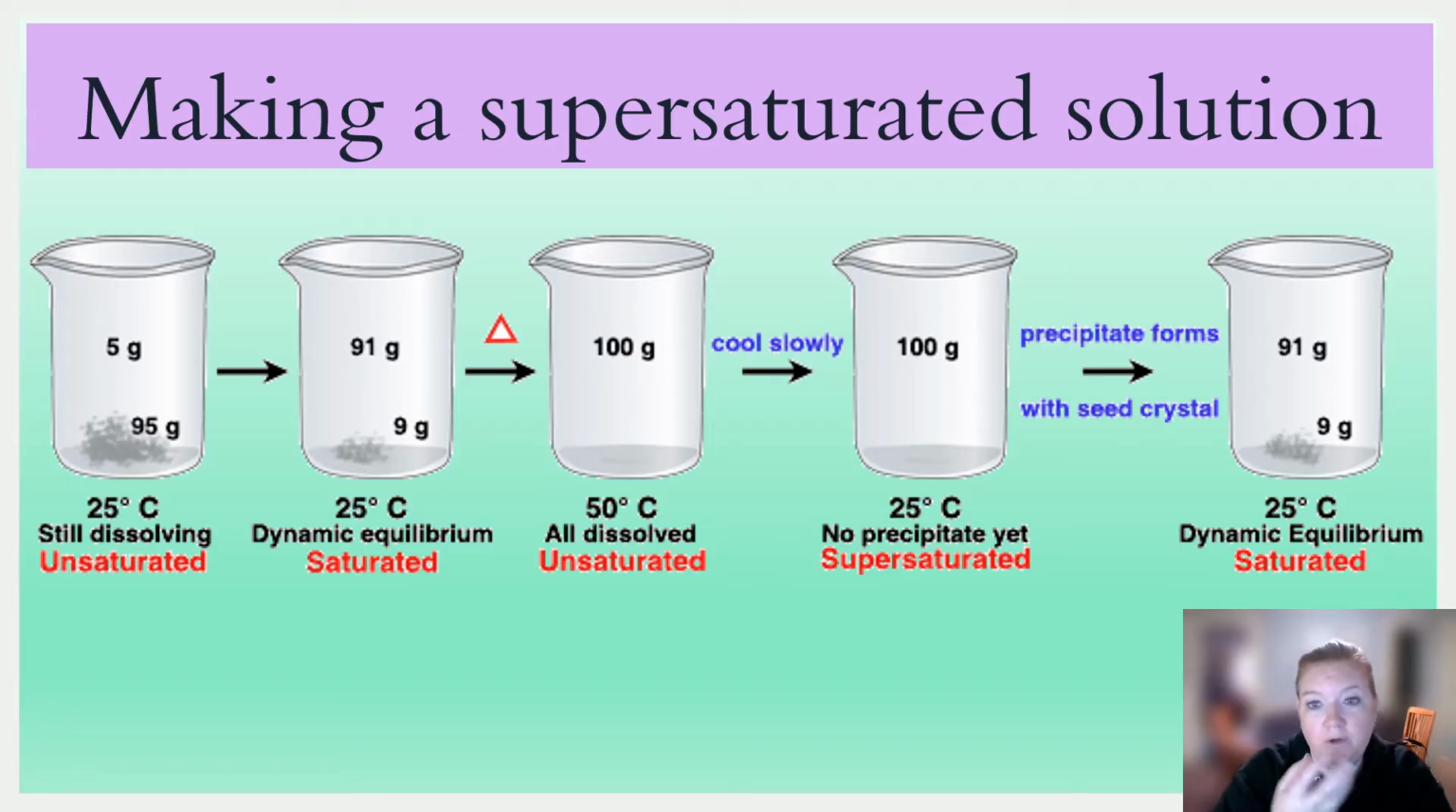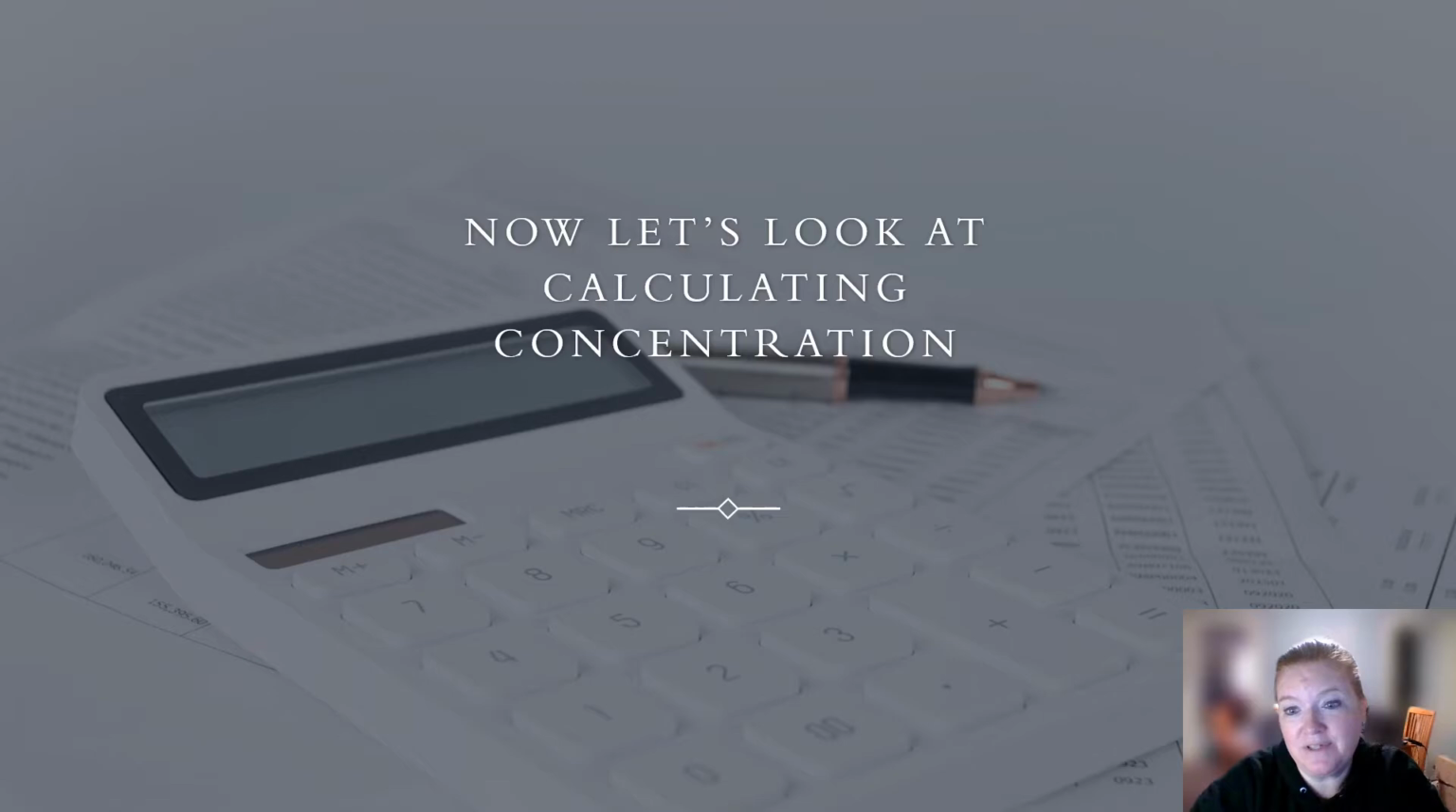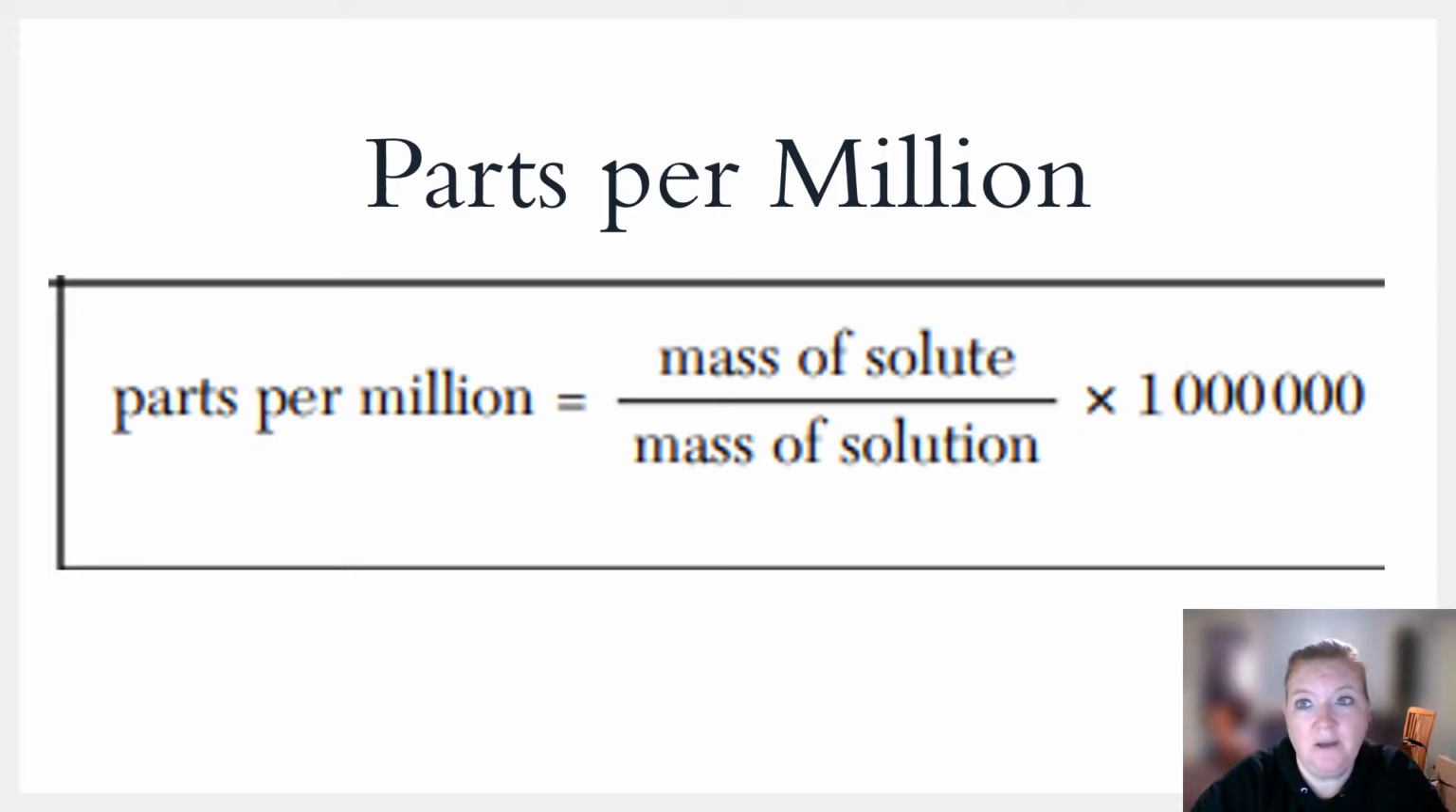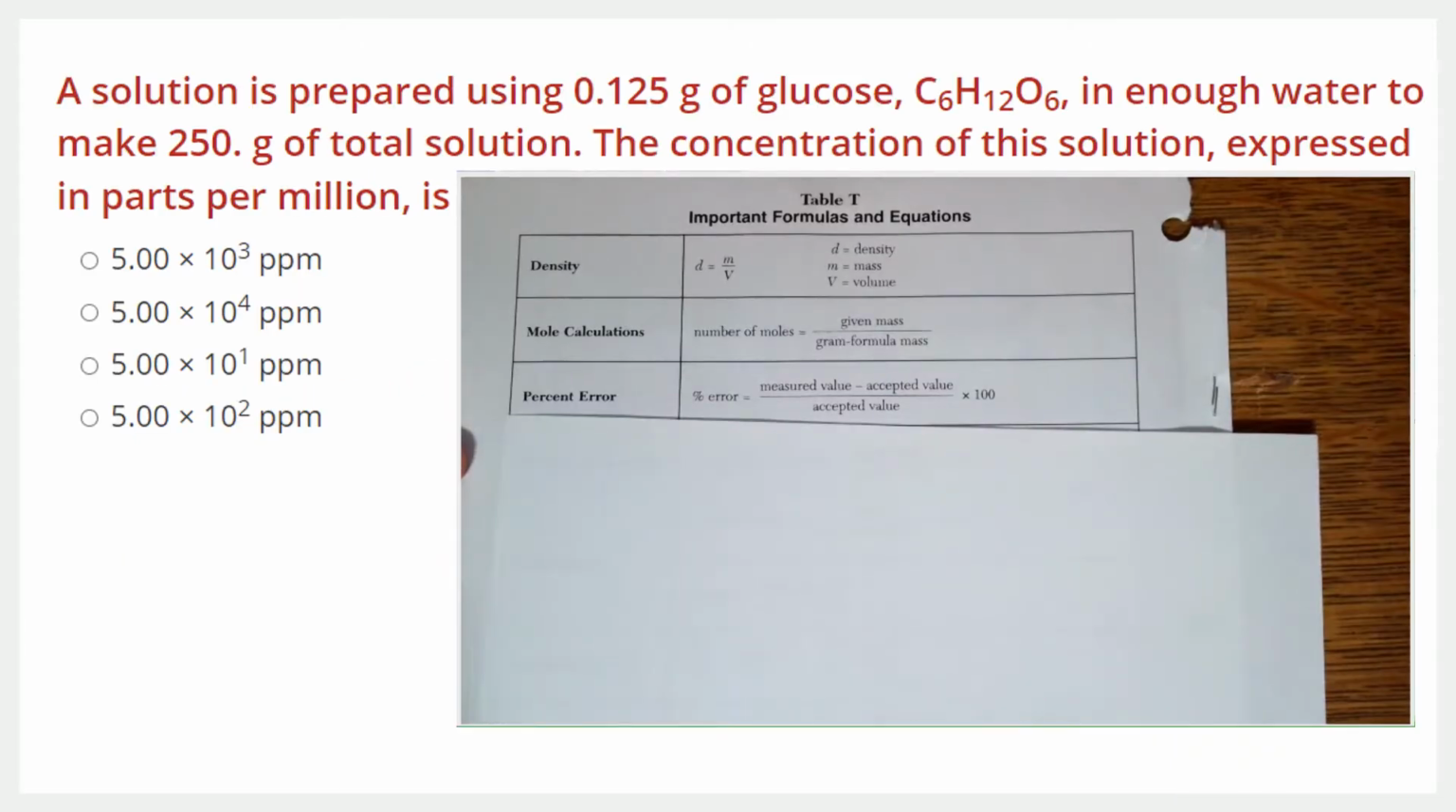So remember, you form it by getting a solution, heating it, adding more and more and more solute, and then cooling it slowly. A seed crystal will cause that extra solute to just spill out. Now it's time for some calculations. So first, parts per million. Okay, are you ready? All right, so let's do this problem.